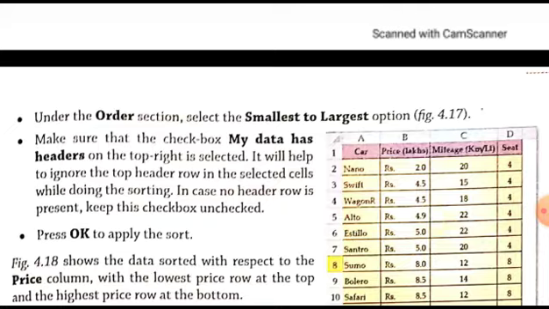What does it mean? For example, if we uncheck this checkbox, our header rows will also be sorted, and the header rows will not be on the first row. Instead, they will move to some other row in the sheet. That is why their significance will be lost. To maintain our header row position at the top, we have to select this My data has headers checkbox.